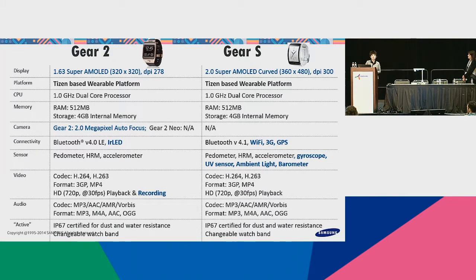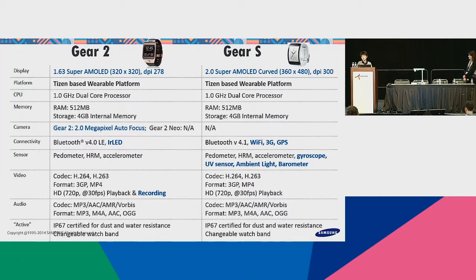This is a face-off between these 2 devices. Gear S has a bigger curved display. Gear 2 has a camera versus Gear S doesn't really have one. Connectivity-wise, Gear 2 supports Air Blaster, while on Gear S we support Wi-Fi, 3G, GPS. Gear S also packed more sensors into its hardware.